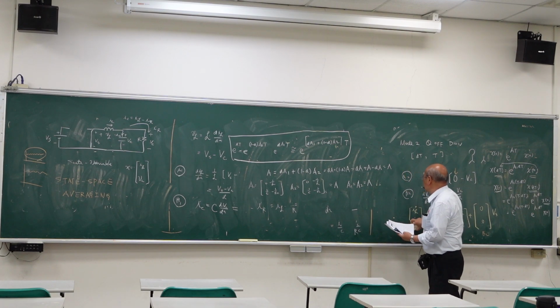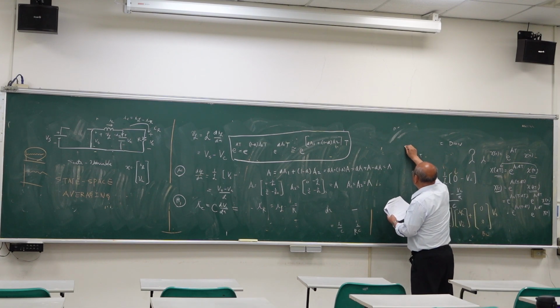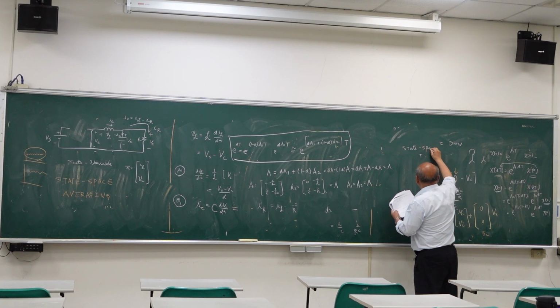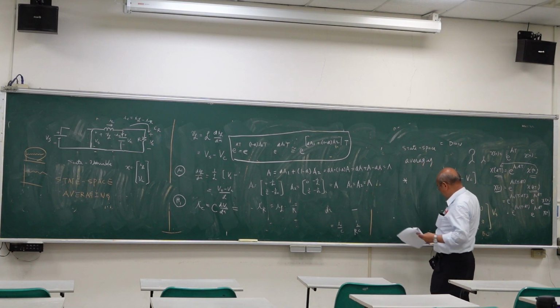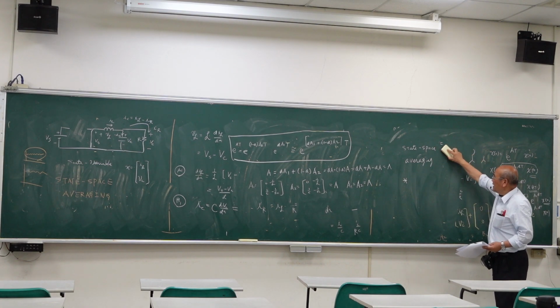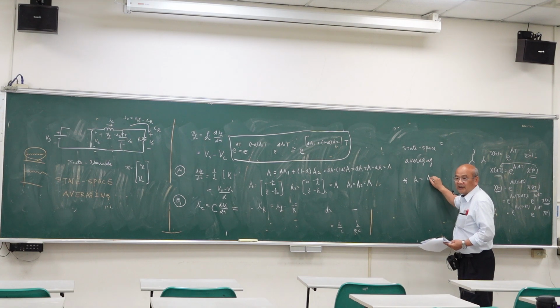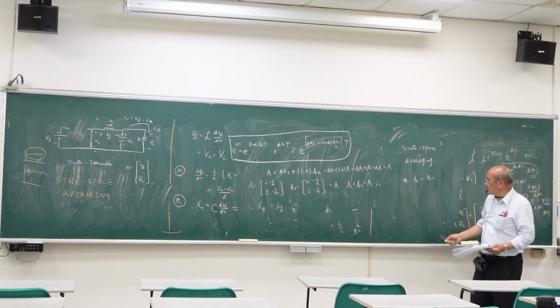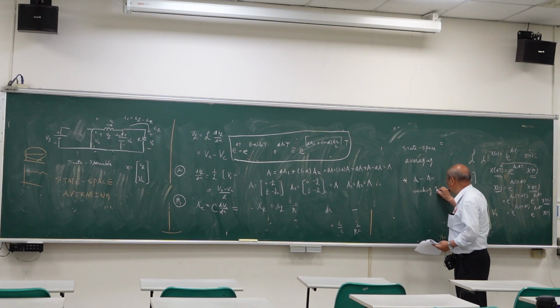So we call this what? State space averaging. So what is the condition of state space averaging? First, A1 should be equal to A2. The next one is we have to switch quickly.